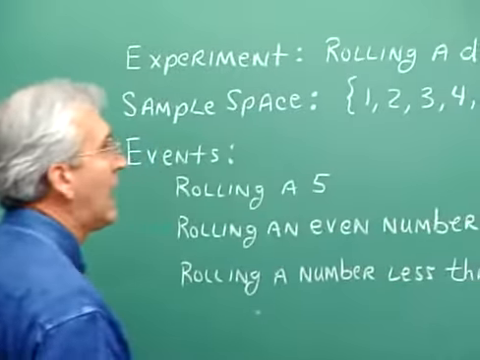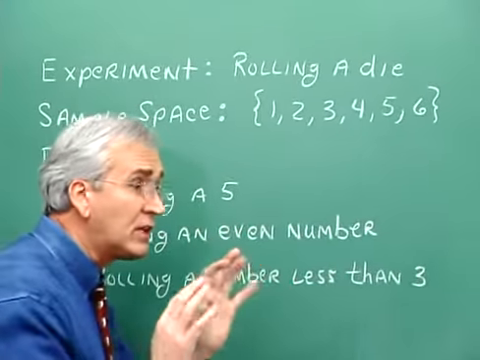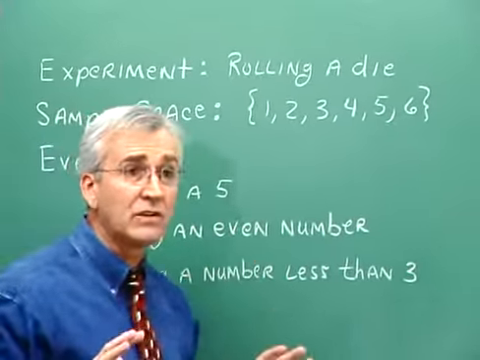Now, rolling a die, you know that there are 6 faces on a die. It's just a little cube, and you roll the cube, and 1 or 2 or 3 or 4 or 5 or 6 can come up when the die finishes its rolling process. So the sample space, all the possible outcomes, would be the set consisting of 1, 2, 3, 4, 5, 6. And that's all there is to it.